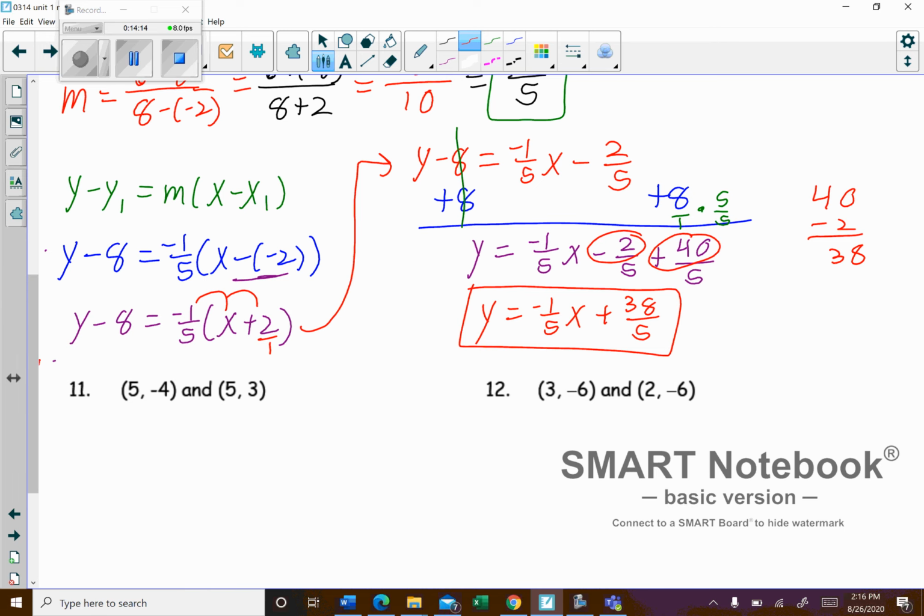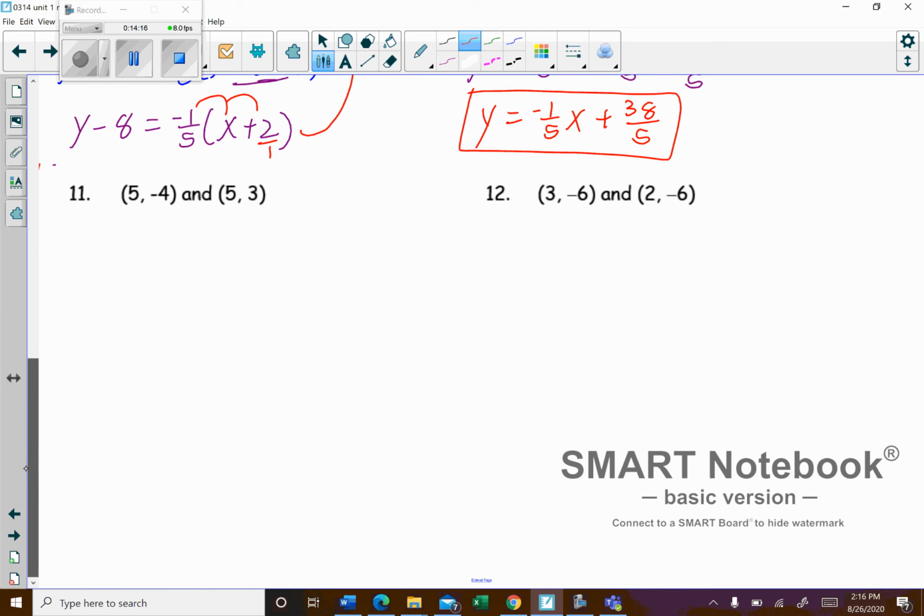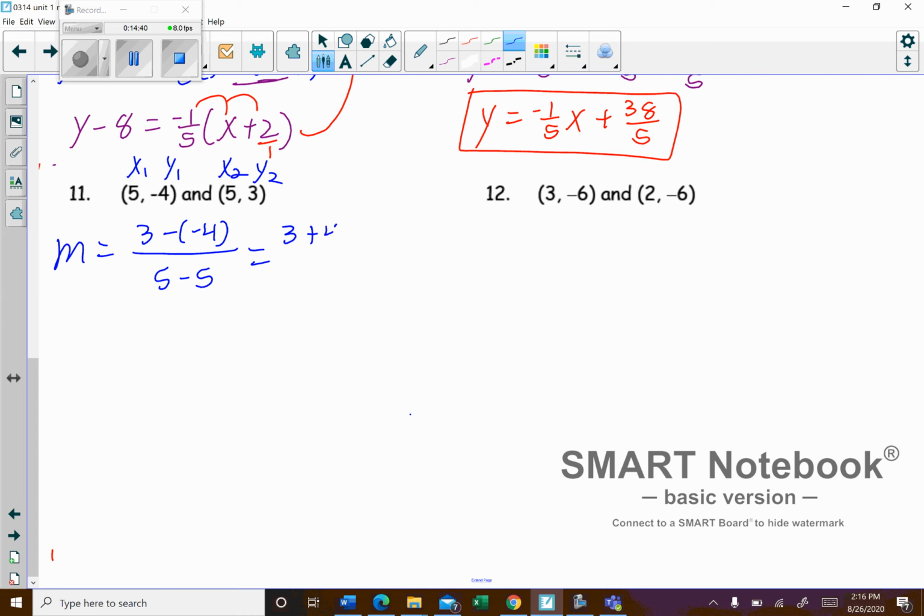Okay. All right, our last 2, like I said, those are going to be our special cases. Those are going to be our flat lines and our vertical lines, and you should be able to figure that out when you get the slope. So let's go ahead and get our slope for this first one, number 11. Okay, so on top, I'm going to end up getting 3 plus 4. On bottom, 5, take away 5. I had 5, take away 5, I have 0.